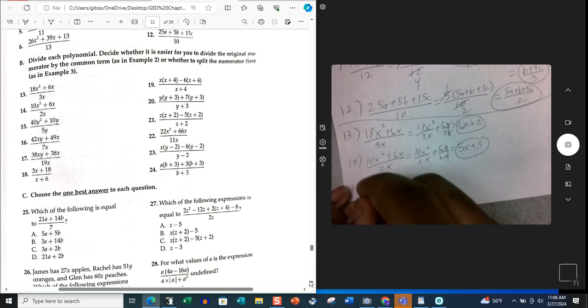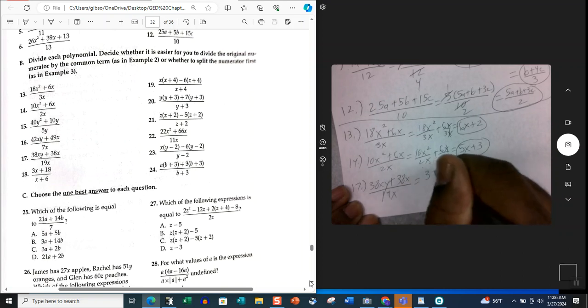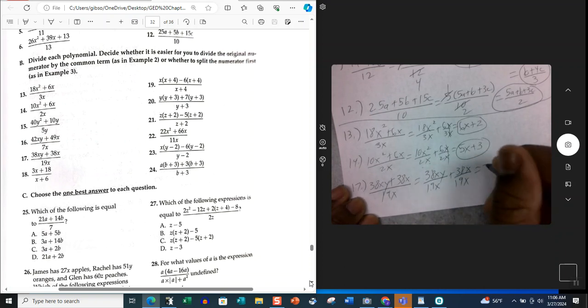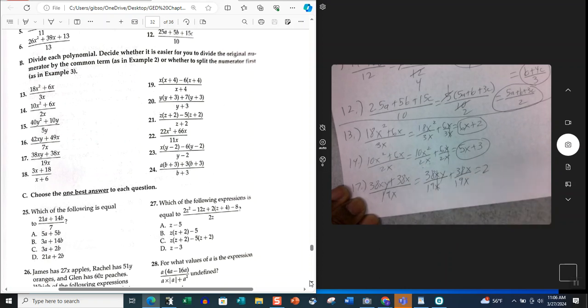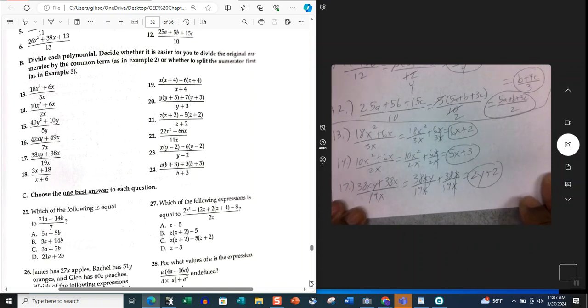So 17, we have 38xy plus 38x all over 19x. So I split this up: 38xy over 19x plus 38x over 19x. 38 divided by 19 is 2. These x's will simplify out and leave you y. So that's 2y. Plus 38 divided by 19 is 2, and these x's will simplify out. So your answer here will be 2y plus 2.